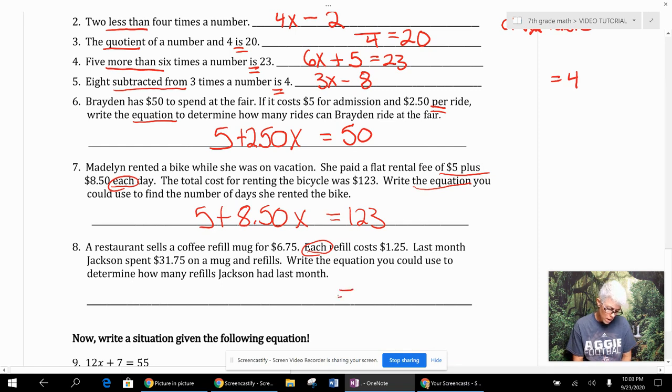So let's see. This is how much he spent. And then we know that he bought a mug. That's how much it cost him. And of course, if you're continuing to buy things, you're going to add to that amount. And we know that's $1.25 and it's $1.25 each. So one refill $1.25, 2 refills $2.50. We're multiplying it by a number. We don't know what the number is yet, so we're going to call it X. So that is how you write equations.